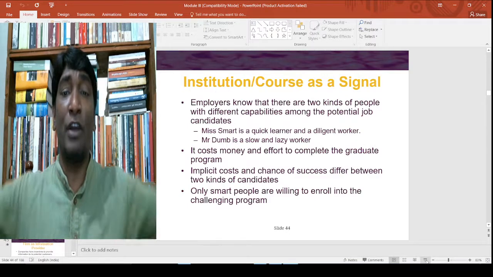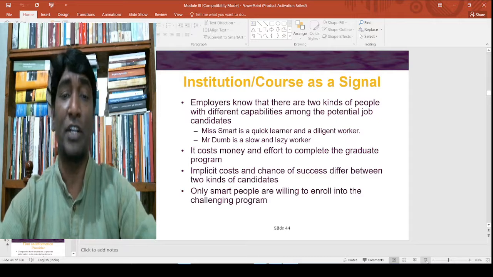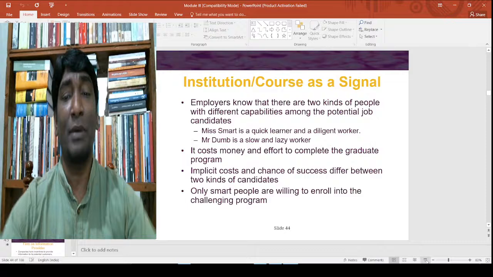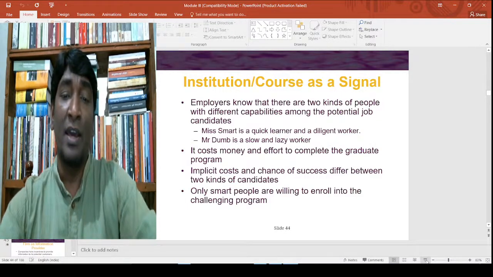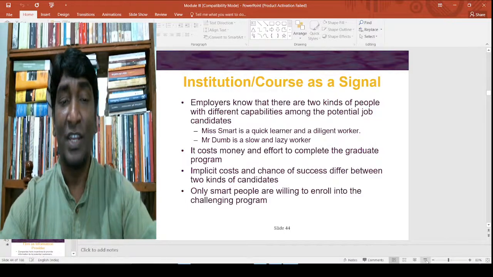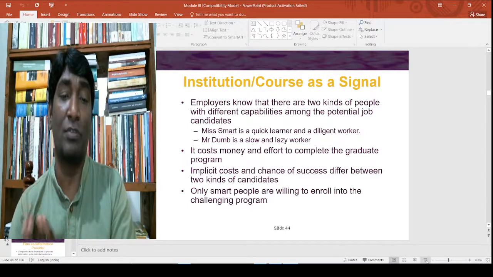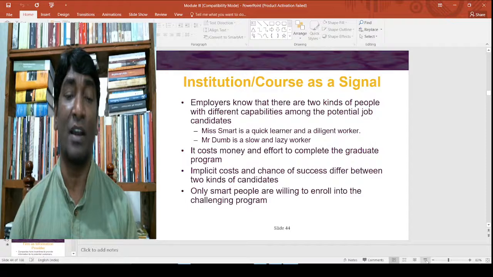So the employer knew that there are two kinds of people with different capability among the potential job candidates. Miss Smart is a quick learner and a diligent worker. At the same time, Mr. Dumb is a slow and lazy worker. This is also a kind of signal, and it costs money and effort to complete the graduate program. The implicit cost and chance of success differ between the kinds of candidate.